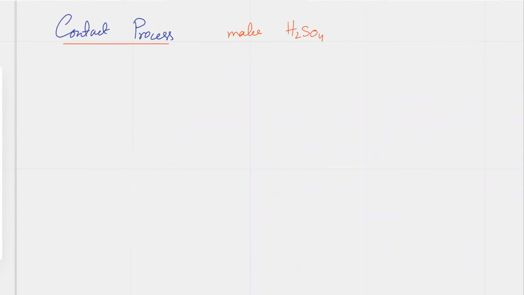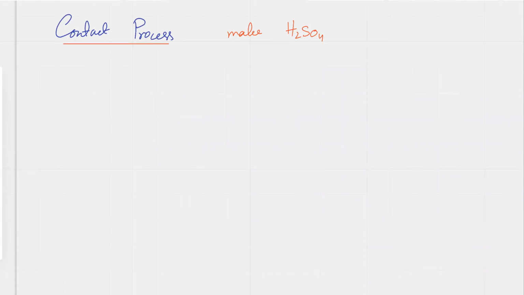So the contact process, what is the contact process? It's a process that's used to make sulfuric acid, H2SO4. So how do you make H2SO4 in the first place? There are three reactions which you have to do.